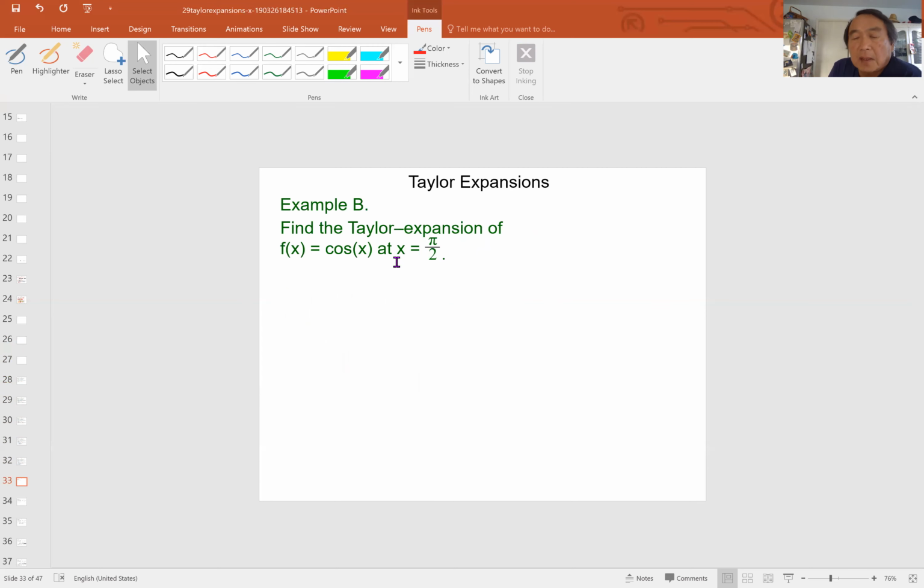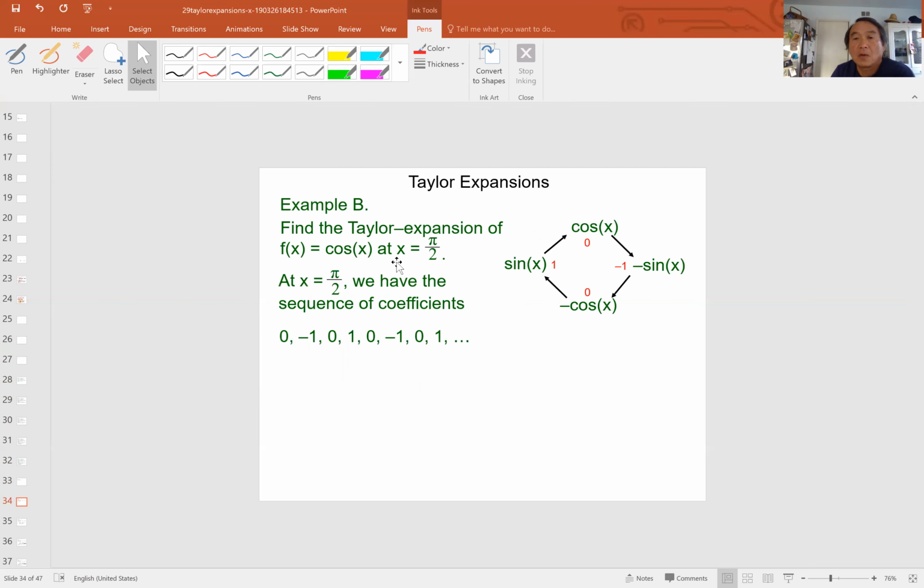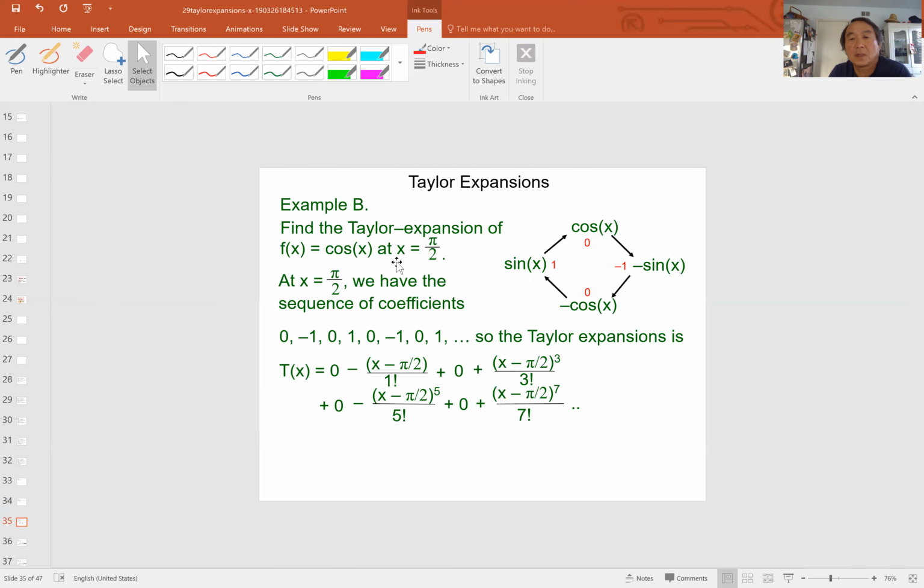And here are some Taylor expansions, and this particular one is for cosine x at pi over 2. We need to take derivatives of cosine x, so it goes in a cycle: cosine, minus sine, minus cosine, sine, and that goes around. When you plug in pi over 2, you get 0, minus 1, 0, 1. These coefficients are going to go in front of x minus pi over 2 to a power, depending on where you are in the cycle. Okay, and so this is the Taylor polynomial expansion.